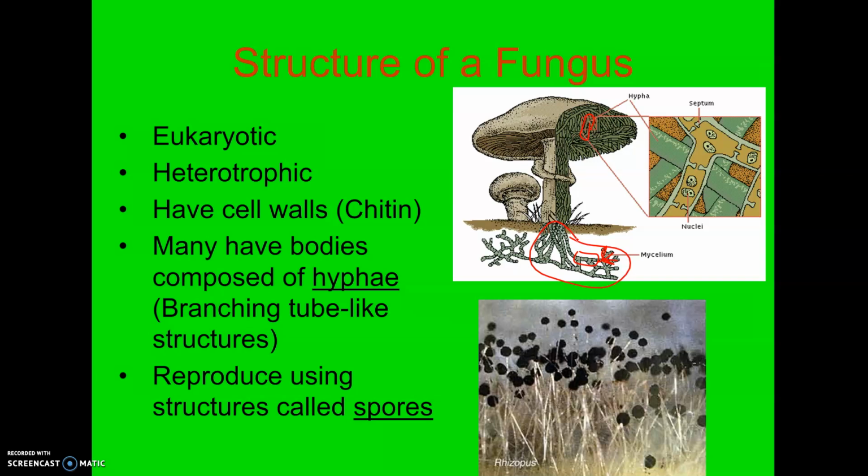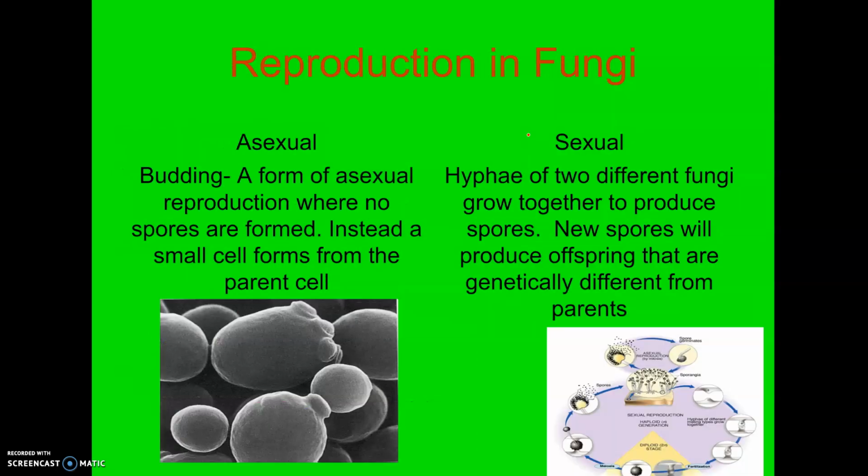And their reproduction is with spores, which are really tiny powdery-like structures. If you buy mushrooms at the store and you flip them upside down where the gills are, if you rub your fingers on there, you'll get a black powder, and that's actually the spores, which is a reproductive structure of theirs. So they have a very simple reproduction.